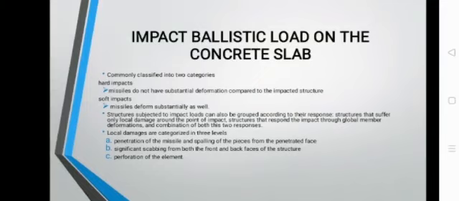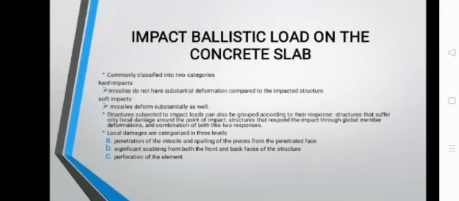Okay, impact ballistic load on the concrete slab. Commonly, the impact ballistic load is classified into two categories. The first one is hard impact and the second one is soft impact. In hard impact, for example, the missile does not have sustainable deformation compared to the impacted structure. In soft impact, the missile deforms substantially as well. The structure subject to impact load can also be grouped according to the response: structures that suffer only local damage around the point of impact, structures that respond to impact through global member deformation, and a combination of both these responses.